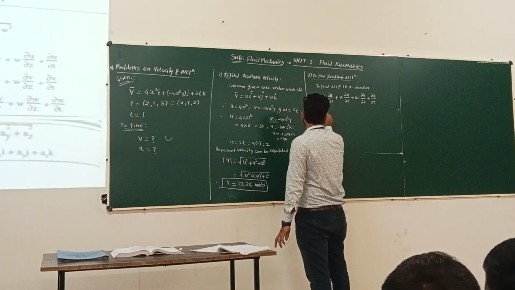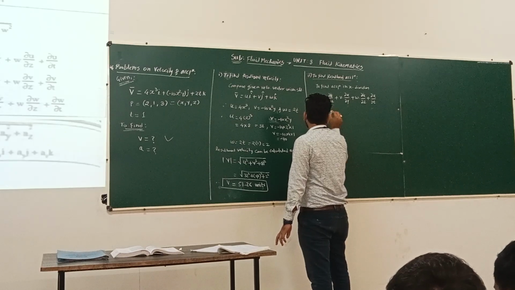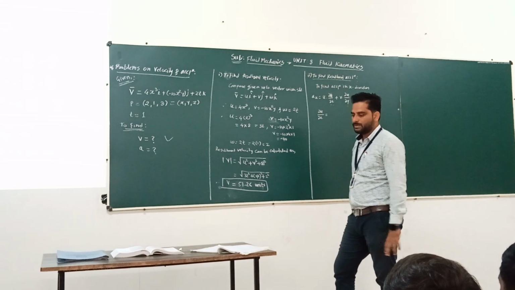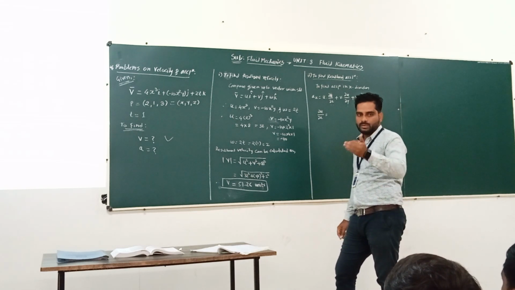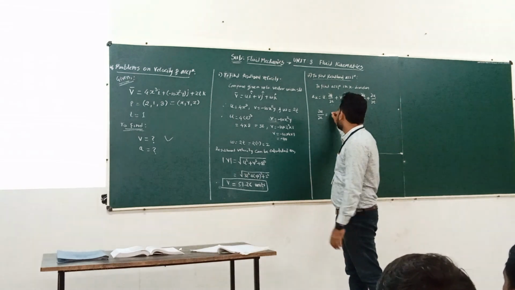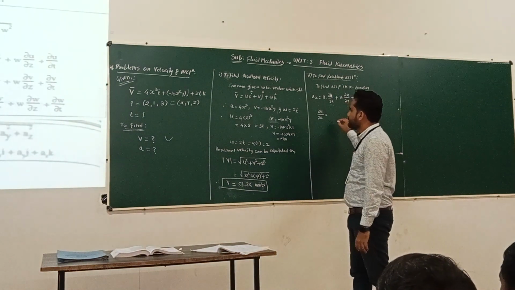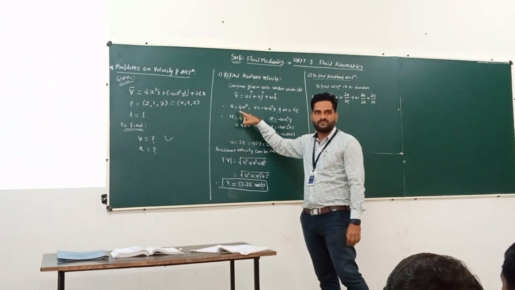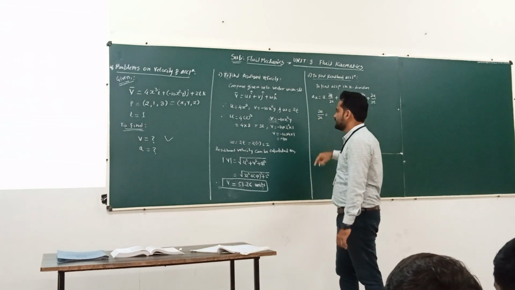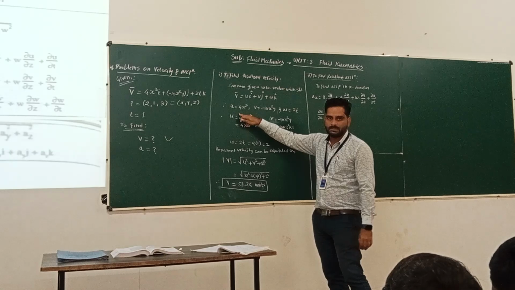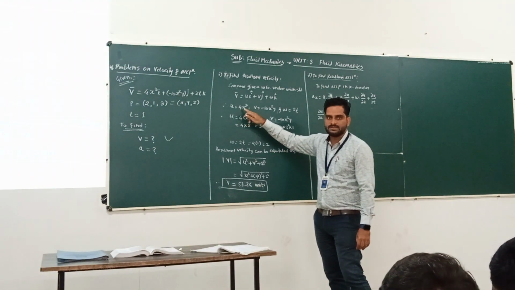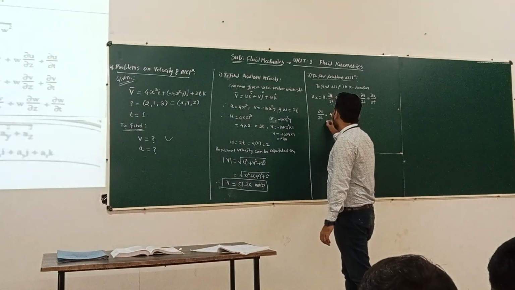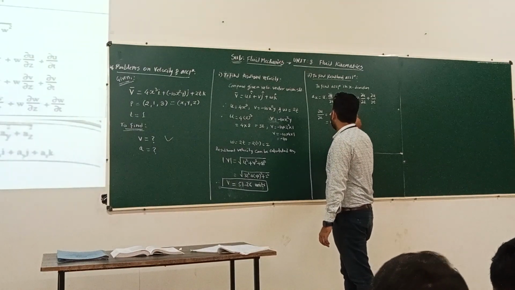Firstly, du by dx. What will du by dx be? du by dx means derive u with respect to x. What is u? The value of u is 4x cube. What is the derivative of 4x cube with respect to x? It is 12x square. 4 into 3x square means 12x square.